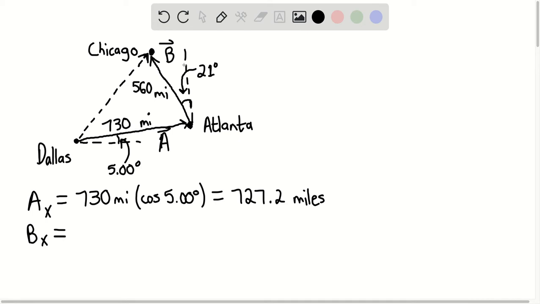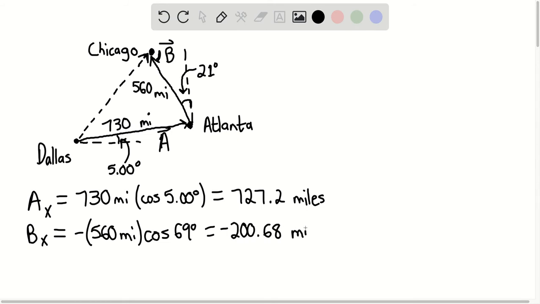Here we're going in the negative x direction. So we'll say negative 560 miles, and we'll multiply that by cosine. We would like to find this distance here, so we do not use 21 degrees, but rather this angle here, 69 degrees. So this equals negative 200.68 miles.